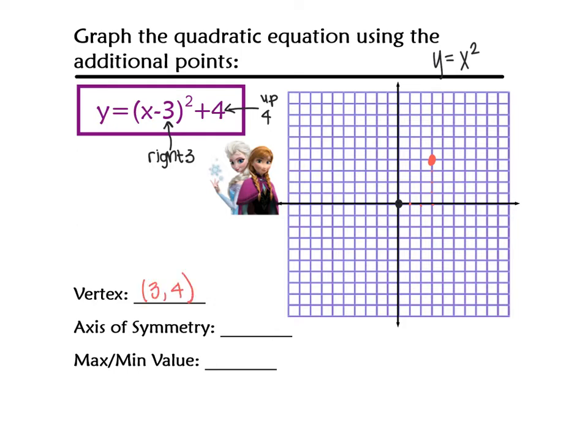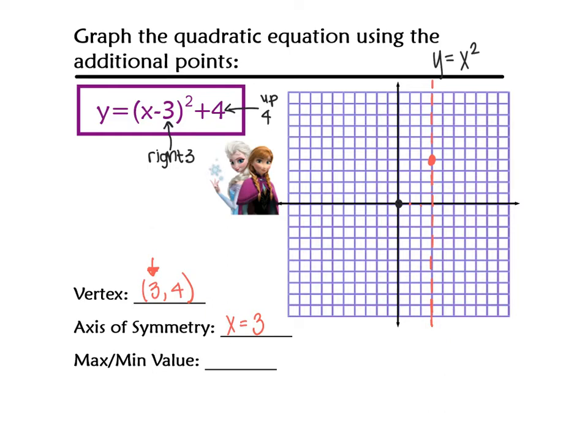Step 2 was to graph the axis of symmetry. That's just a line that goes right through the vertex, so I'm making mine a dotted line in red here. That line is the line x equals 3, and it's always going to be x equals whatever the x value of this ordered pair is.